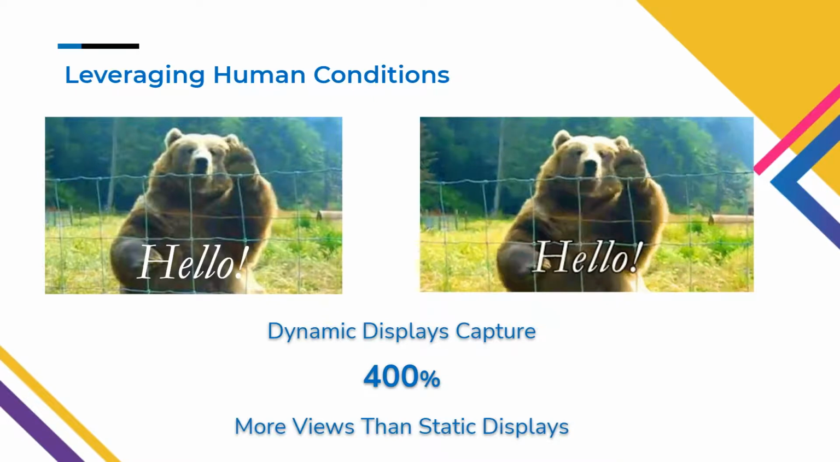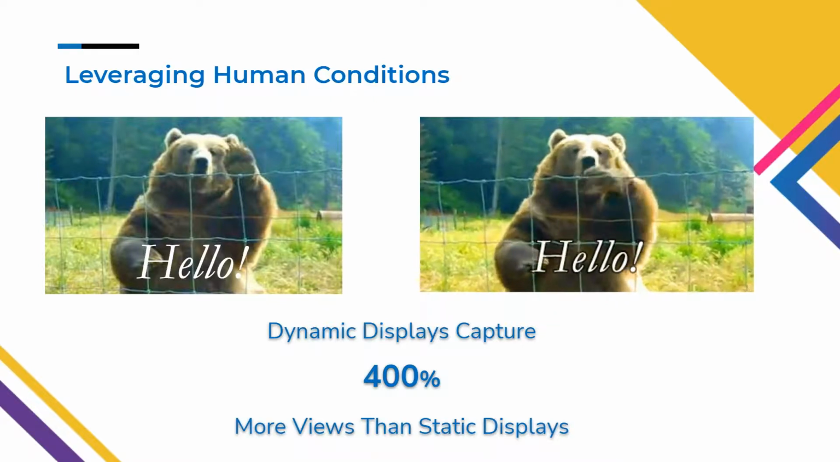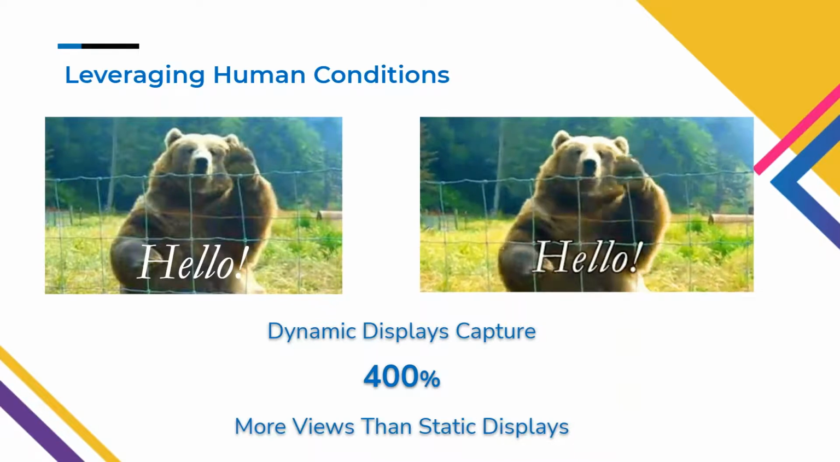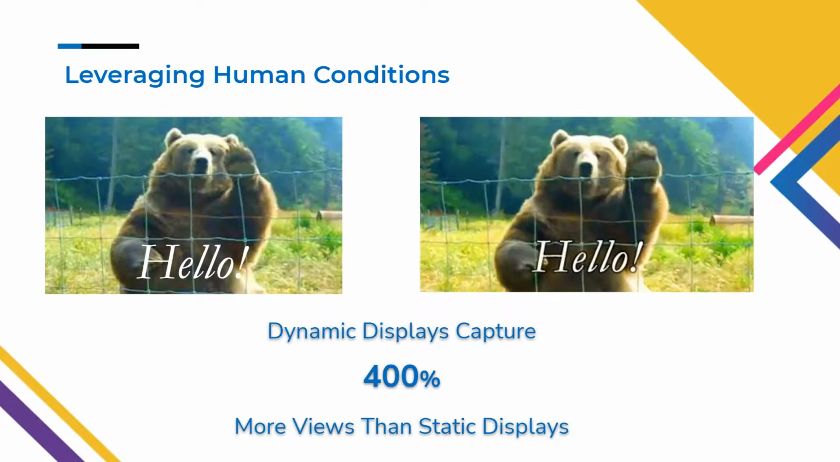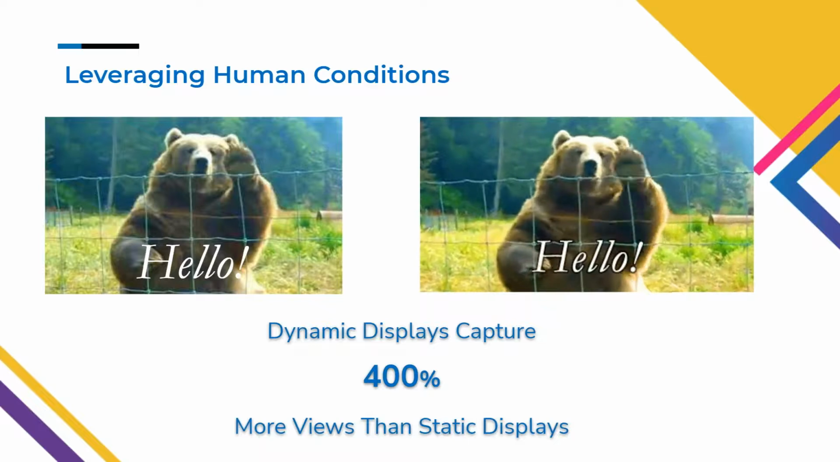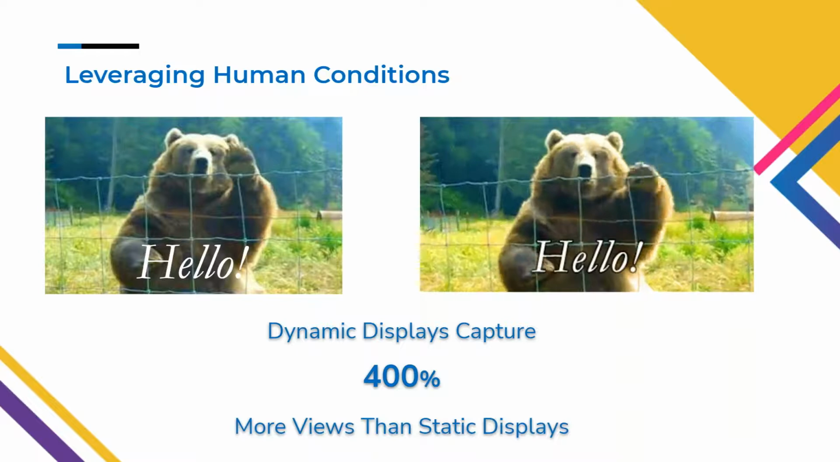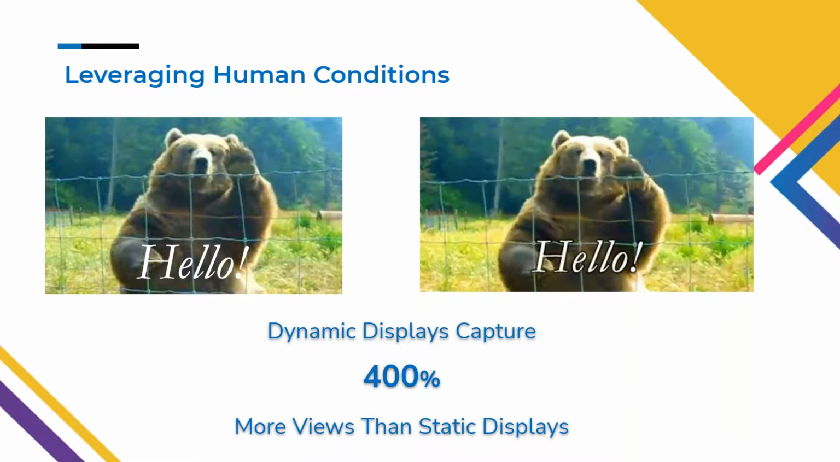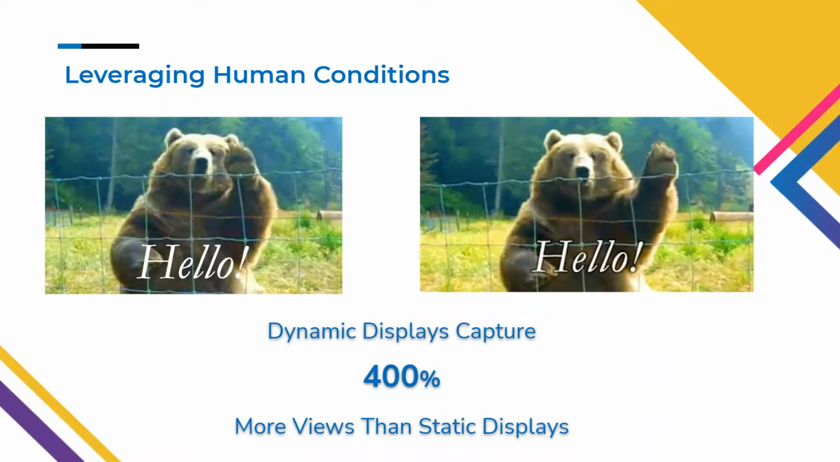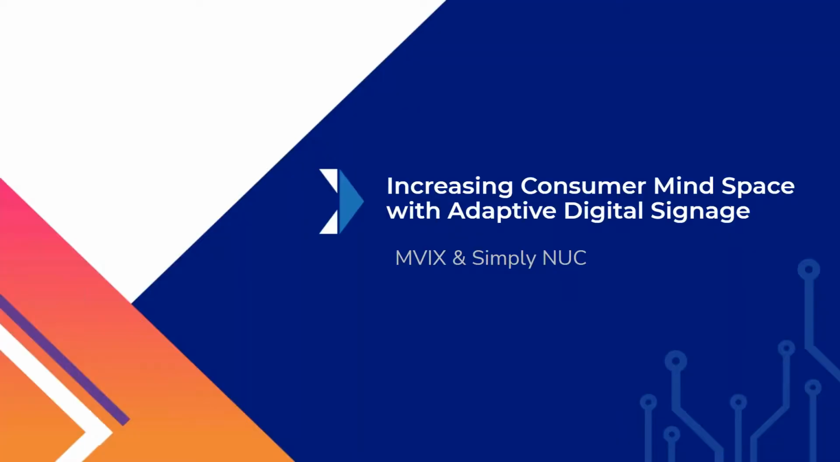So one of the many messages you'll take away from today is that looking ahead to 2022, dynamic content is really where you want to be for most audiences, and it's really going to capture the most attention for you, in some cases up to 400% more than static content does. On the Mvix and SimplyNUC team, we have a ton of white papers on best practices for creating content and for deploying content. So for any more specific content recommendations, feel free to reach out to our teams. But just a good start for you today and an overview of where we're headed.